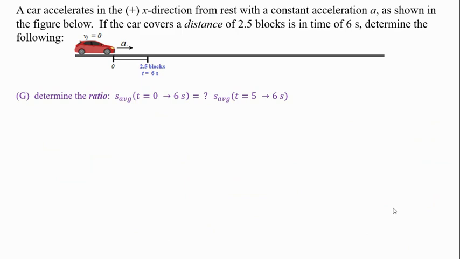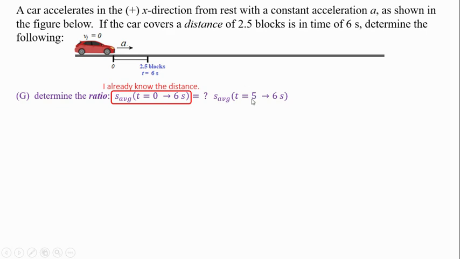Determine the ratio of average speed from 0 to 6 and then from 5 to 6. Well, this one is light work. We already know information on the left side. The problem gives us the distance from 0 to 6 seconds, which is 2.5 blocks. So you notice here I made this statement. I already know the distance. If you're looking at the diagram carefully, from 0 to 6 seconds, you cover a distance of 2.5 blocks. Well, I don't have to do much work on the left side. I know the distance. I know the time interval from 0 to 6 is just 6. So we'll knock that out in just a second.